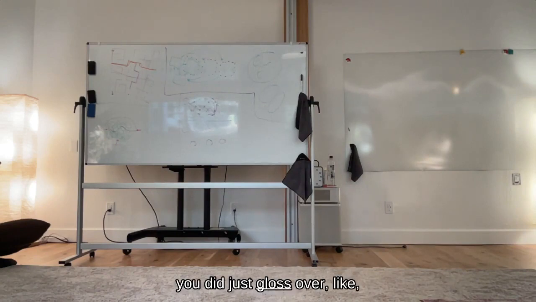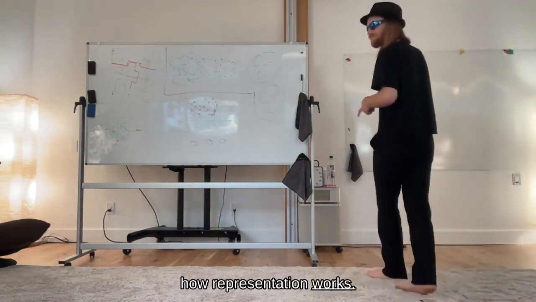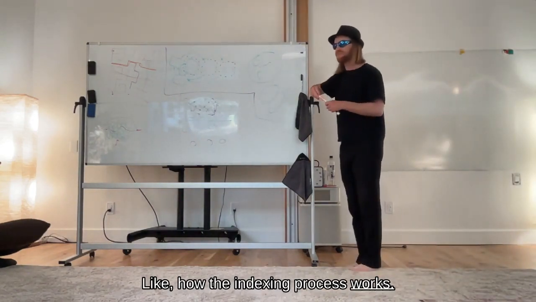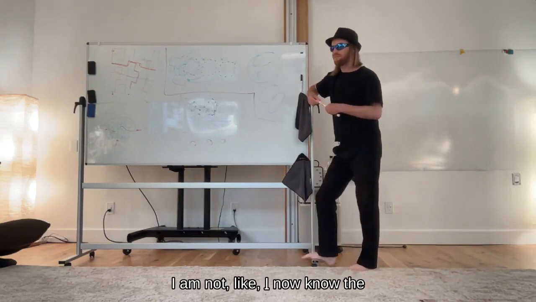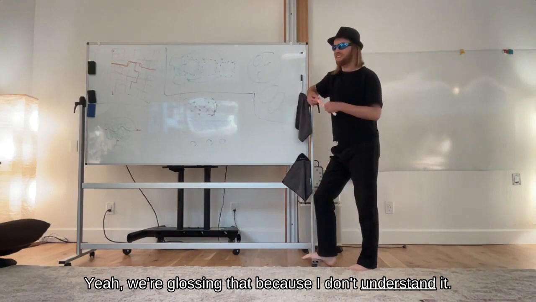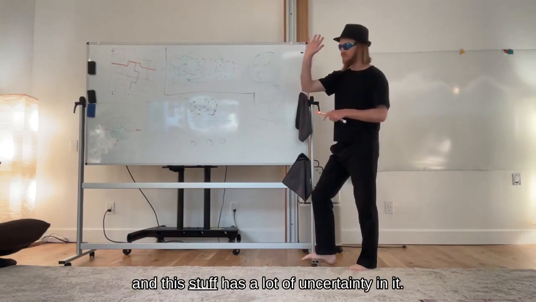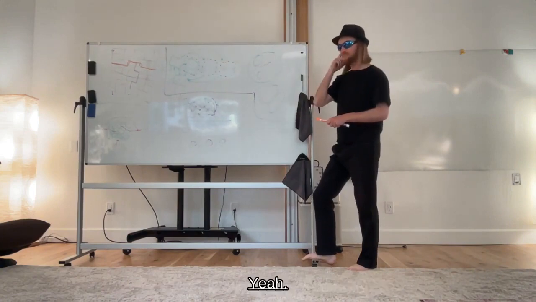I feel like we did just gloss over how representation works, how the indexing process works. I don't know the gears of that. We're glossing that because I don't understand it. Yeah, okay. That's definitely a big spot where my map of this stuff has a lot of uncertainty in it.